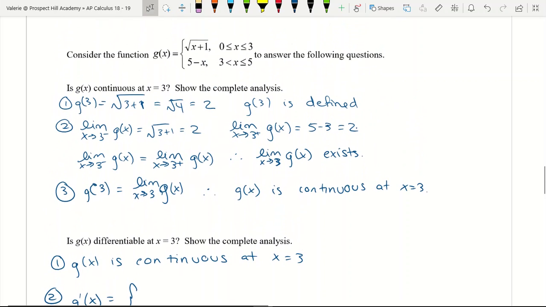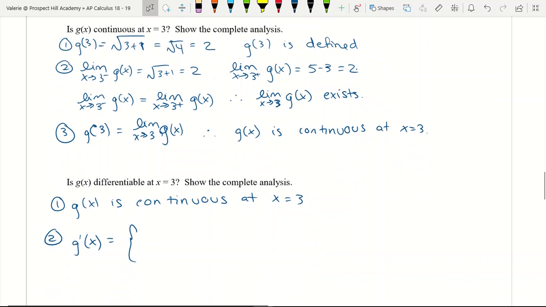So we know that we can rewrite the square root of x plus 1 as x plus 1 to the 1/2. And the derivative of that would give me 1/2 times x plus 1 to the negative 1/2 times 1, because again, we need chain rule. And that's only when x is between 0 and 3.